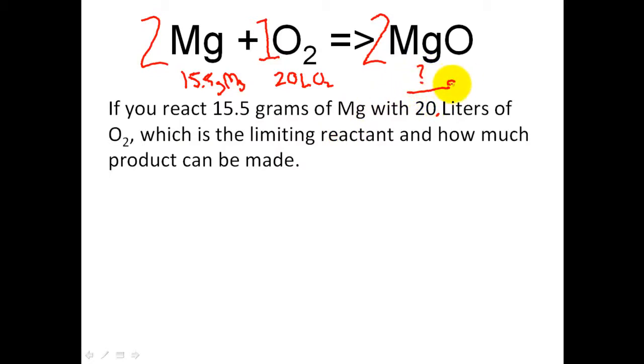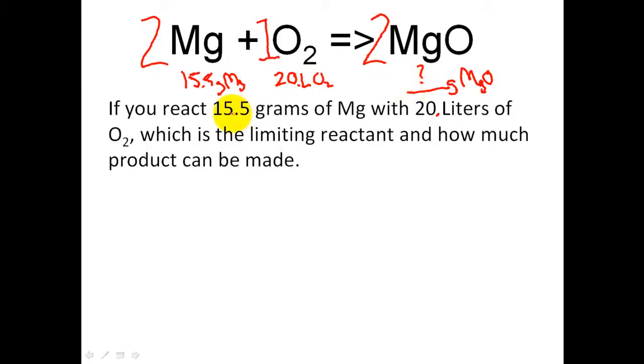We're going to identify magnesium oxide in grams because it ends up being a white powder, so we'll measure it in grams. So I'm starting off with 15.5 grams of magnesium. I'm also starting out with 20 liters of oxygen, and I want to find out which one of these will limit the amount I make of this. And when I do, how much do I make?